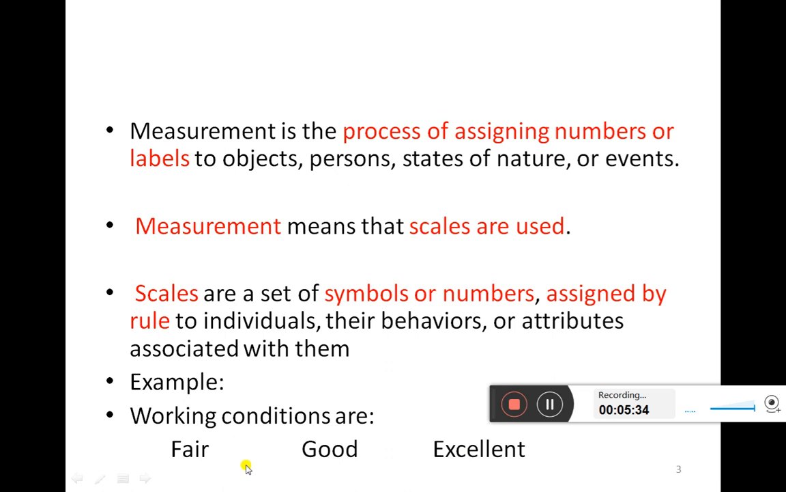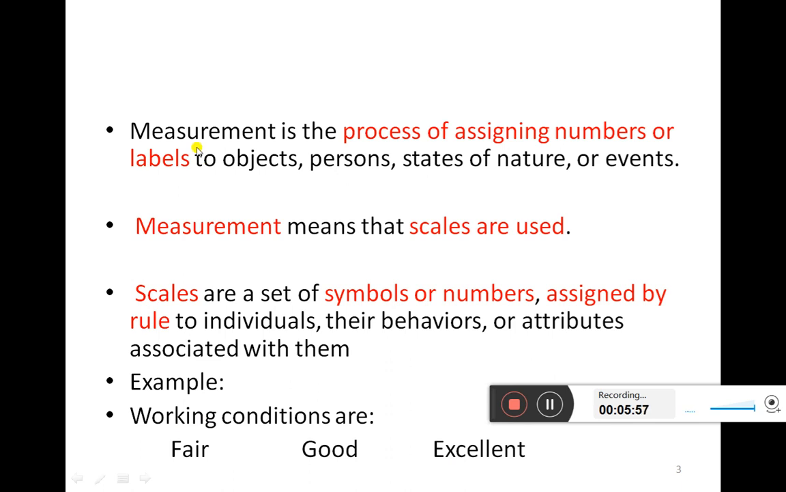But here I have assigned some labels to a question. These are basically the different scales. Actually, these fair, good and excellent, as a whole, are considered a scale. But individually, fair, good and excellent are each considered a label.